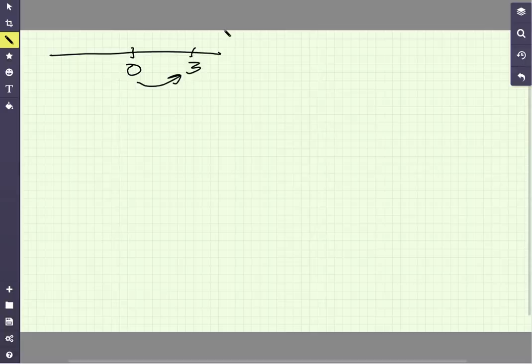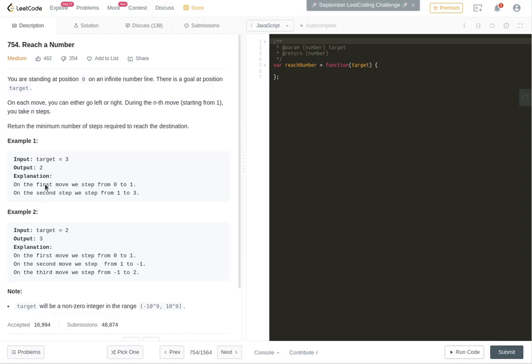Your first step, you got to take 1 step. So you're at 1. Then the second one, you keep going, but you got to take 2. So 1 plus 2, oh wait, 1 plus 2 is 3. So the answer is 2, for 2 steps. So on the first move we went from 0 to 1, and on the second step we went from 1 to 3.